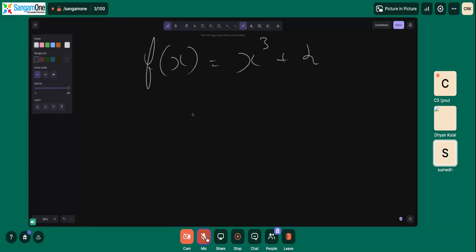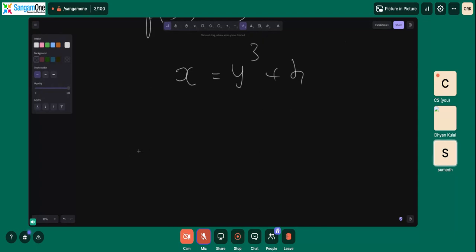So how would you calculate the inverse? There is a simple trick. f of x equal to x cube plus 4. You write x as it is. Instead of x cube, replace it with y cube plus 4. Then you just find the value of y. The cube root of x minus 4, that's equal to y.